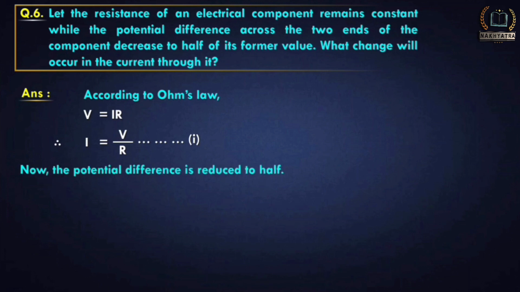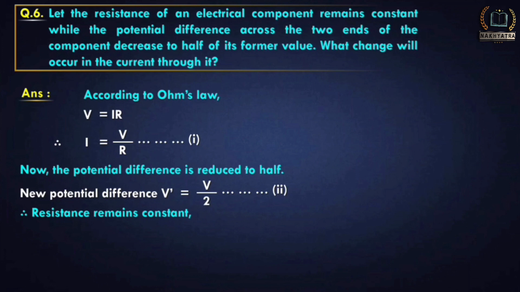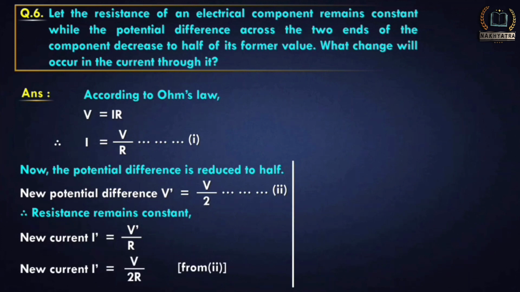Now the potential difference is reduced to half. Read the question again. See here, the potential difference across the two ends of the component decreases to half of its former value. Okay, now the new potential will be V dash equal to V by 2. Okay, and mark it as equation 2. Therefore, the resistance remains constant. Now the new current I dash will be V dash by R. Therefore, new current I dash equal to V by twice R. Now from where it is coming? It is coming from equation 2. Okay.